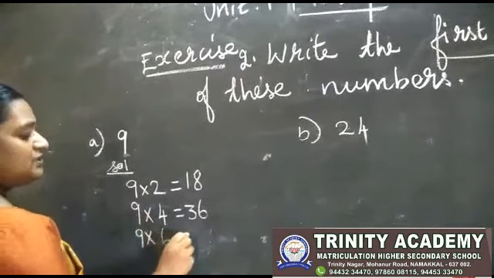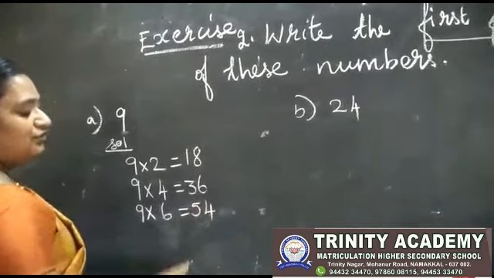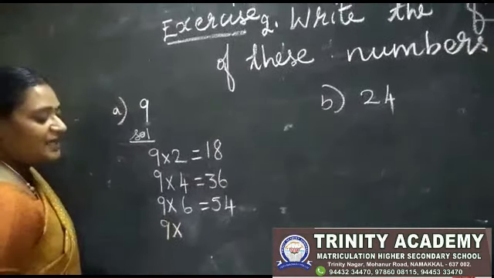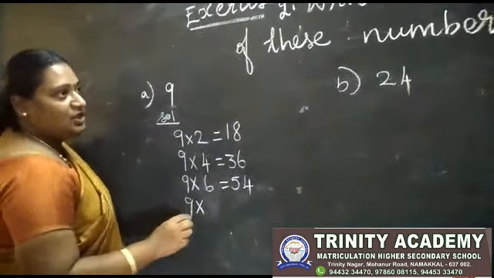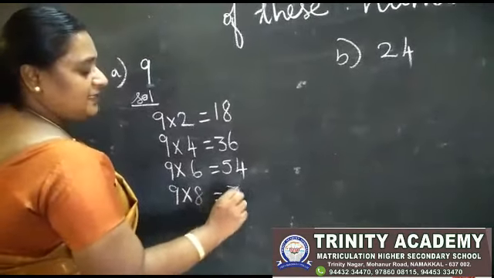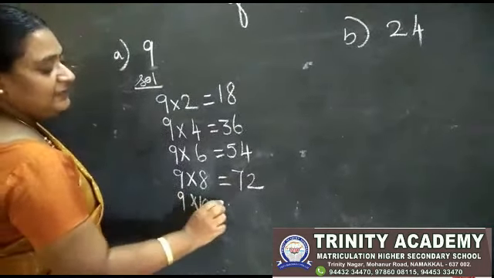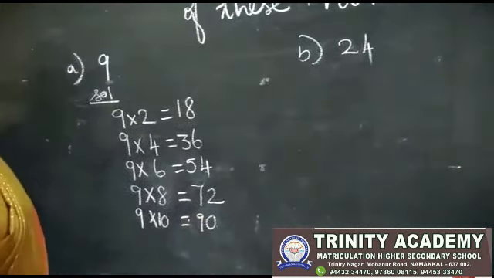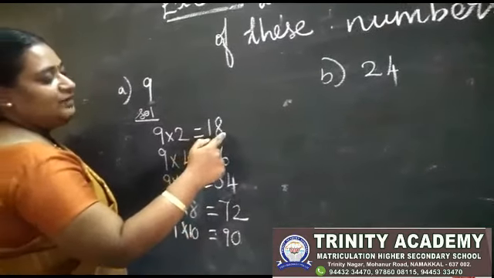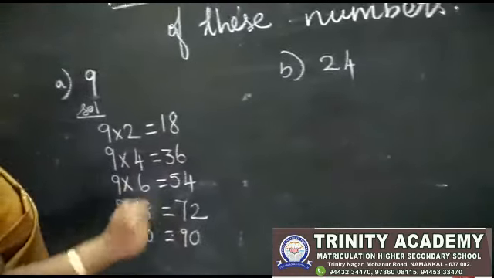So 9 into 6, 9 sixes are 54. So 54 is an even multiple of 9. Next, 9 sevens are 63. 63 is not an even multiple. So you multiply 9 eights are 72. Then 9 tens are 90. So 90 is the even multiple of 9. So the first 5 even multiples of 9 are 18, 36, 54, 72 and 90.